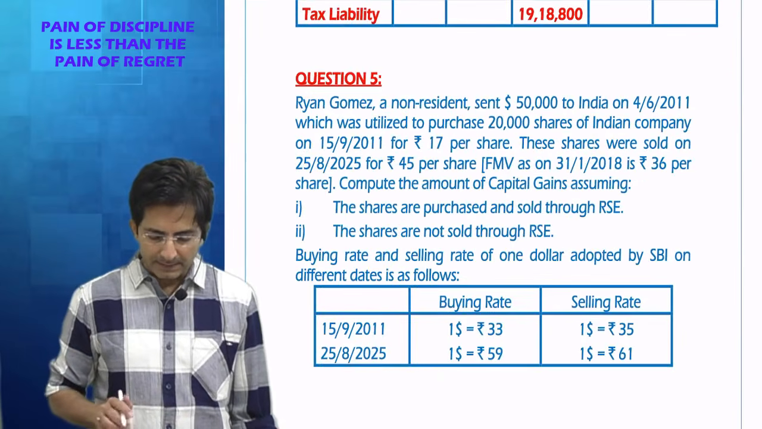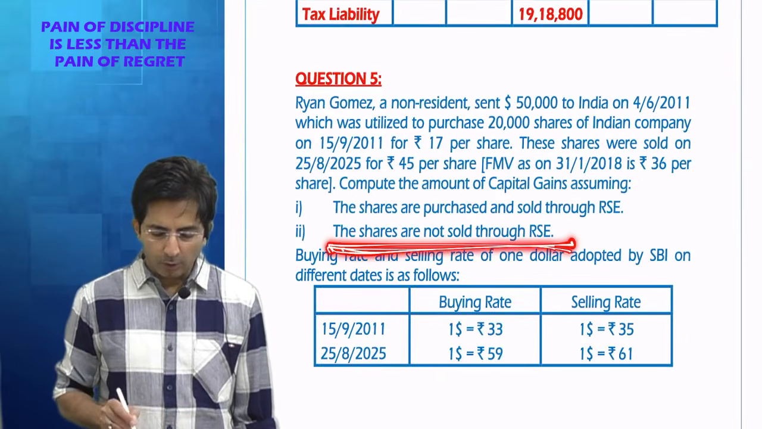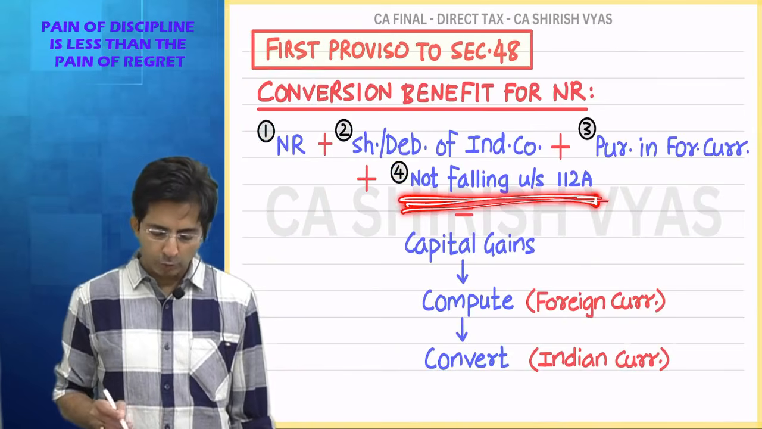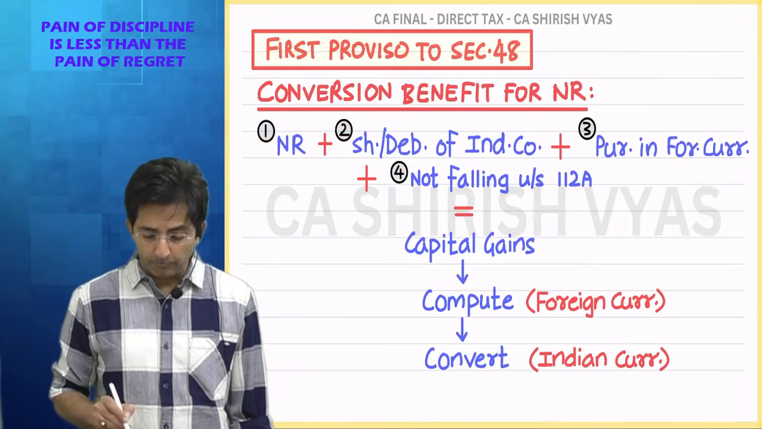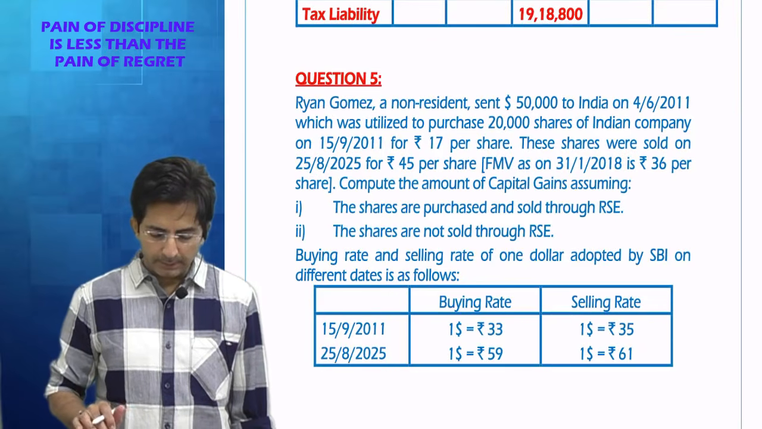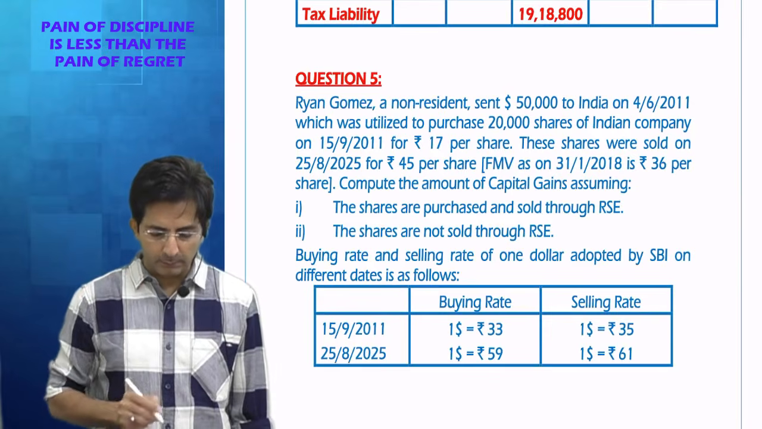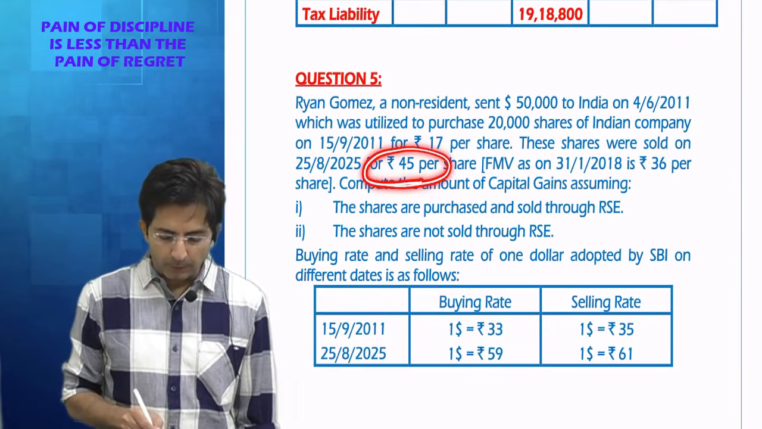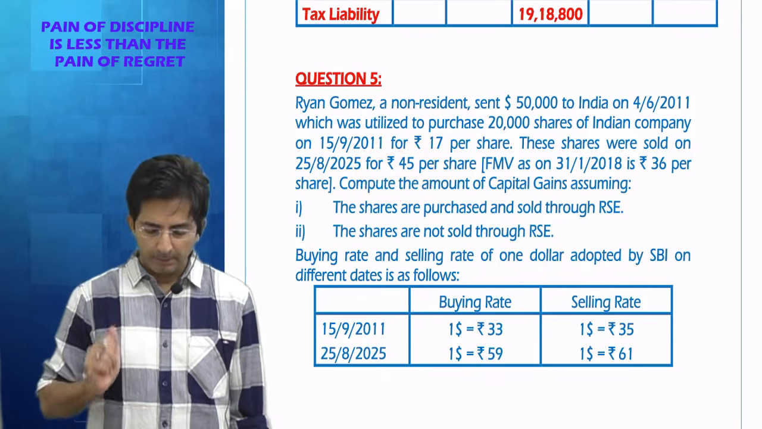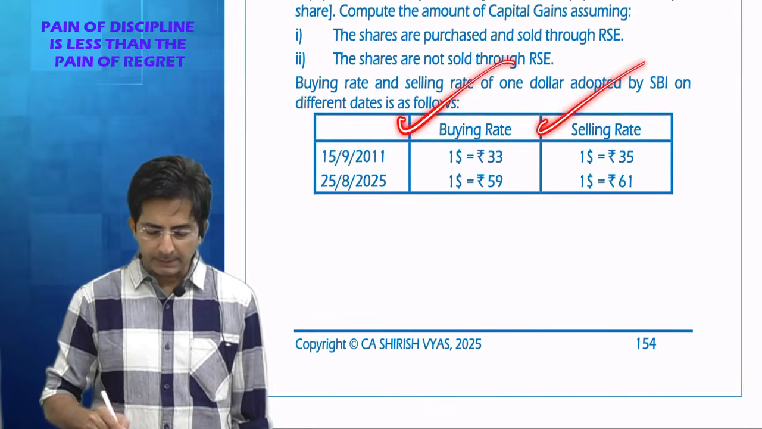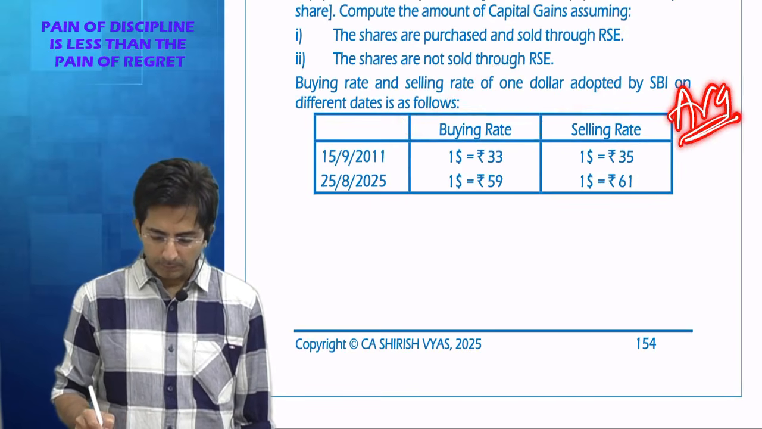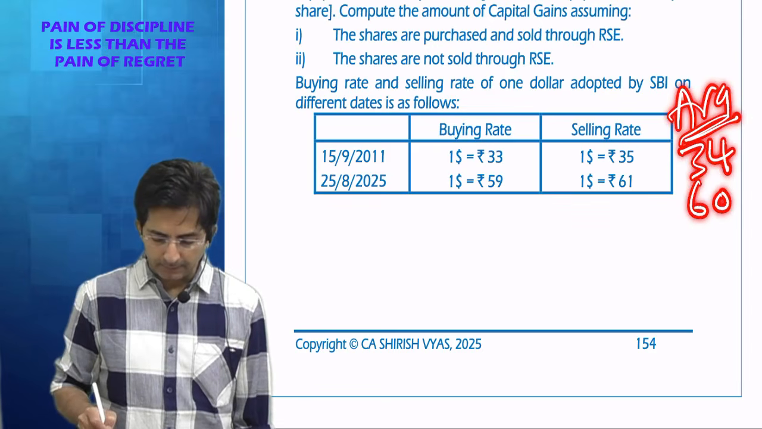Then under the second situation, STT is not paid, and not paid STT means you are not satisfying this condition or not falling under 112A. So you will use conversion benefit, and in conversion benefit the first computation will be done in foreign currency. First you will take the sale price. What is the sale price? It is rupees 45 per share, but you cannot write in rupees, you have to convert into foreign currency. But what rate will you take for that? Buying rate, selling rate or average rate? You will take average rate. And in this question the average rate is what? Average rate is 34 and 60.